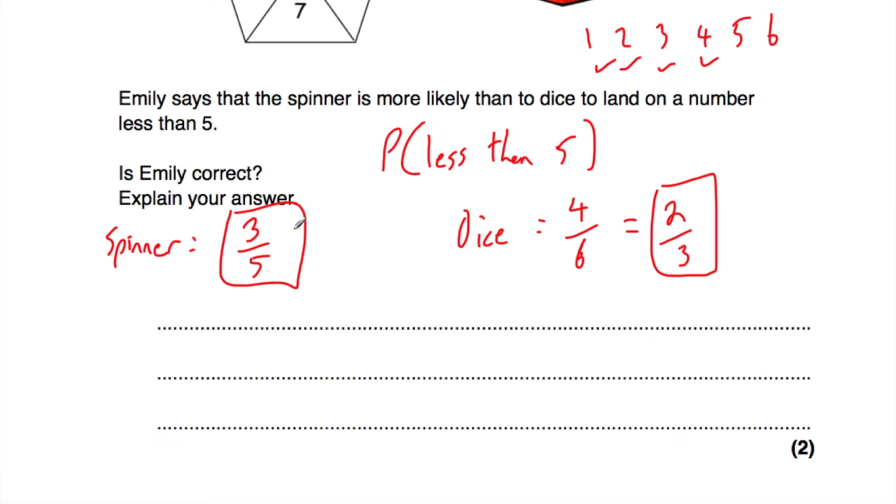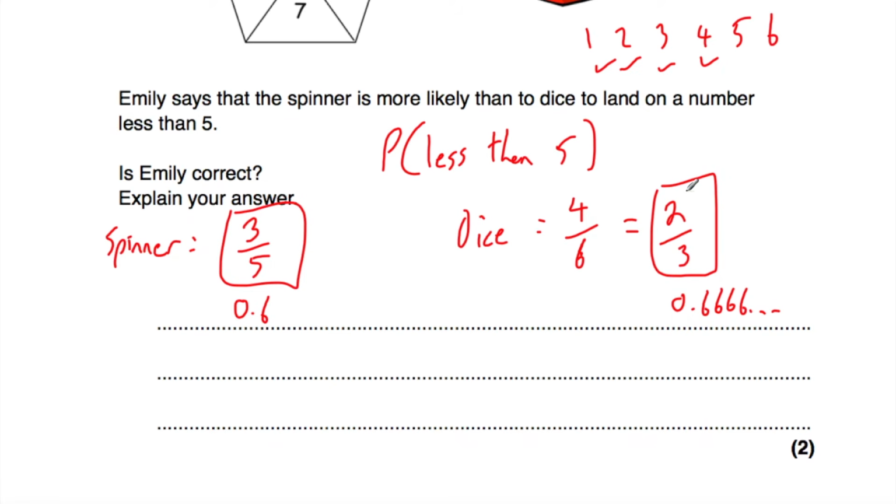So we've got 3/5, and 3/5 is equal to 0.6 as a decimal number. And we've got 2/3, and that's equal to 0.6666, and so on. So remember, that's a recurring decimal, 0.666, and so on. So that means that 2/3 is bigger than 3/5. So that means that because 2/3 is bigger than 3/5, this probability is bigger than this probability.